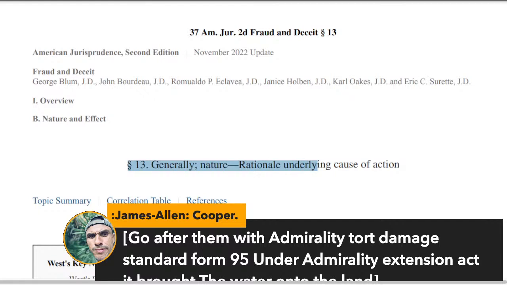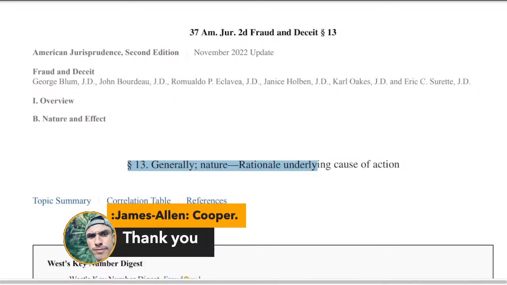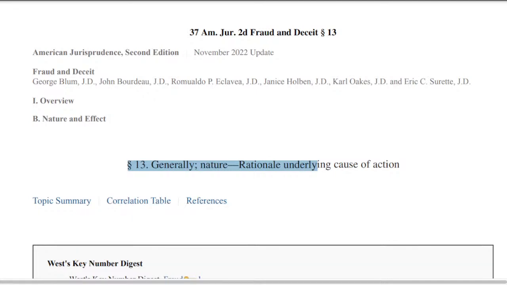We got here, go out to them with the Admiralty Tort Damage Standard Form 95 under the Admiralty Extension Act. It brought the water onto the land. Yeah, sometimes that could work good. You'd have to really have your case well made and be a plaintiff on those kinds of actions for sure, I believe, if that was going to be feasible. But yeah, we're definitely going to be going over fraudulent conveyances. I know you mentioned that one, so we're going to do that, James. And I think everyone's going to enjoy that one.